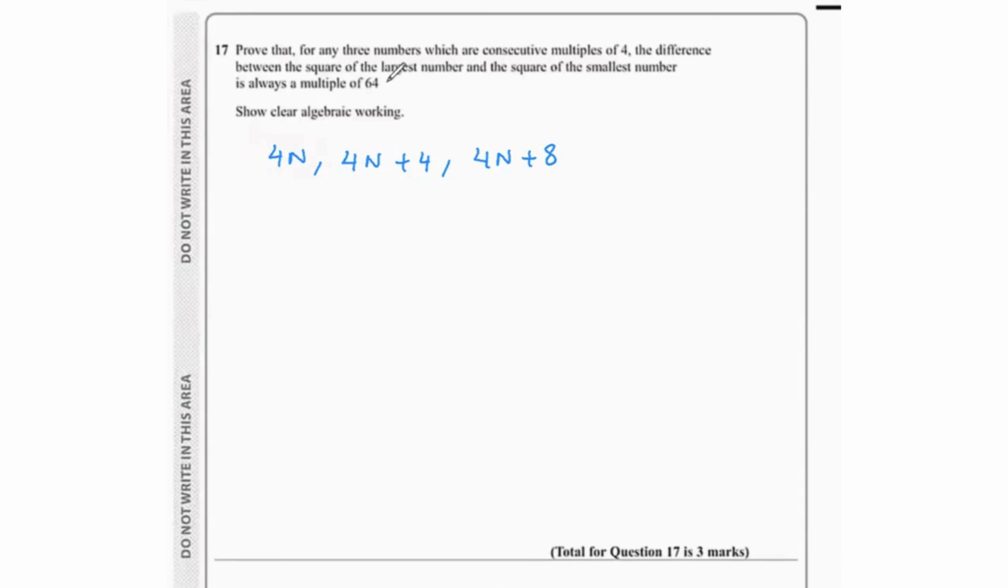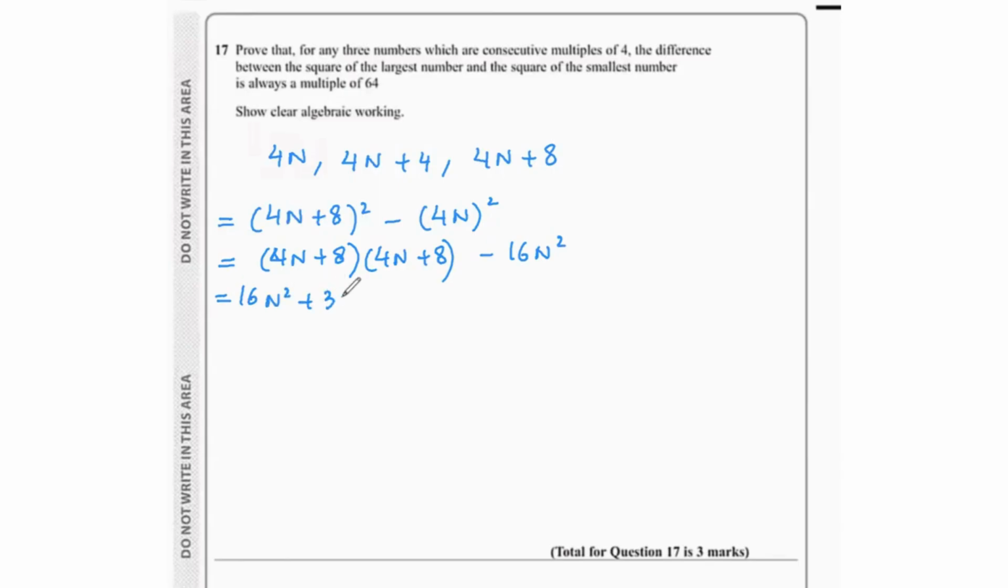Now the difference between the square of the largest and the square of the smallest. So (4n plus 8) squared minus (4n) squared. That's (4n plus 8) multiplied by (4n plus 8) minus 16n squared, which is 16n squared plus 32n, again plus 32n, and then plus 64. Collect the like terms. 16n squared minus 16n squared is going to be 0. 32 plus 32, that's going to be 64n. And then we have plus 64.